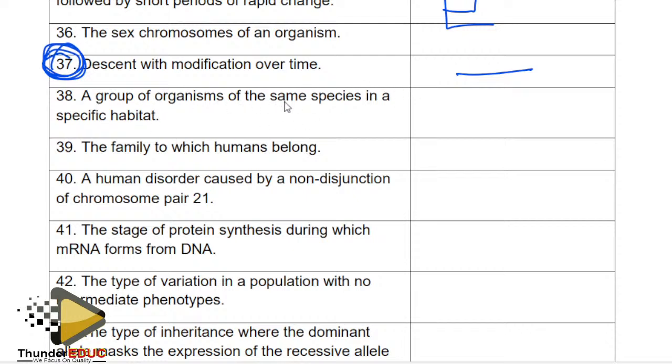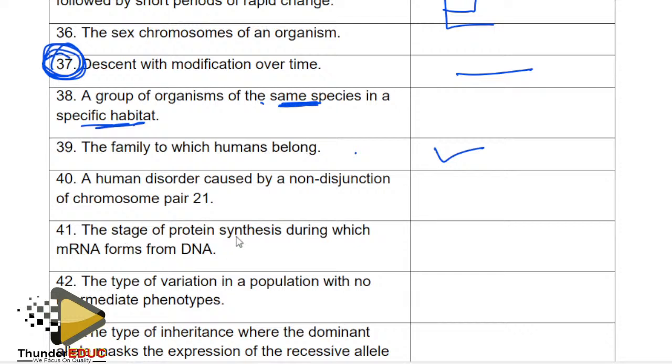A group of organisms of the same species in a specific habitat. Group of organisms, the same species, yes, but they live in a specific habitat, becomes a population. The family to which humans belong, Hominidae, not Homo sapiens, Hominidae. Human disorder caused by non-disjunction, Down syndrome.